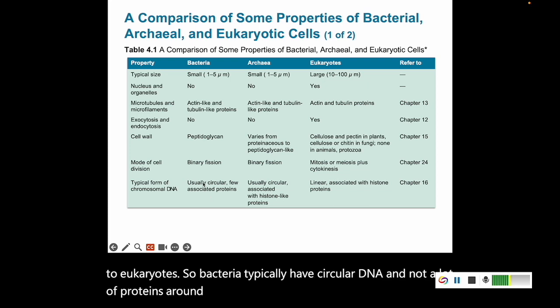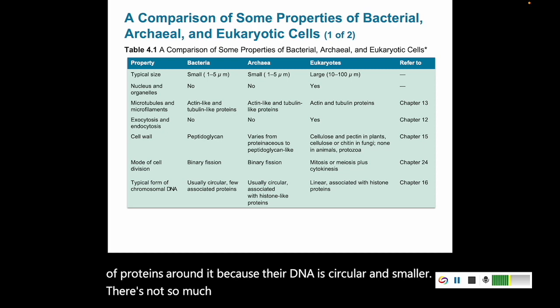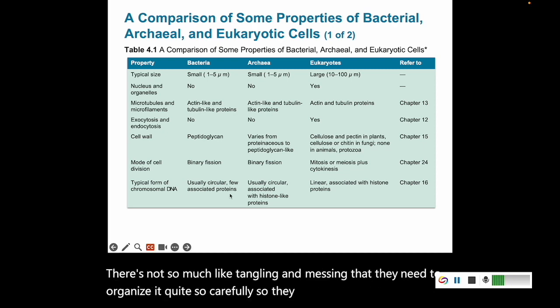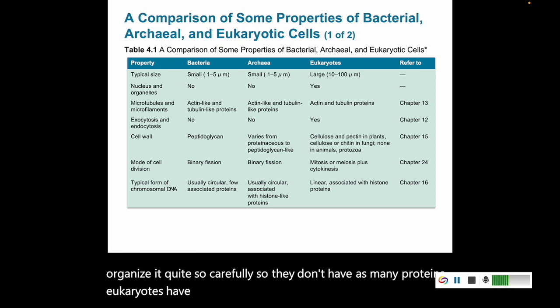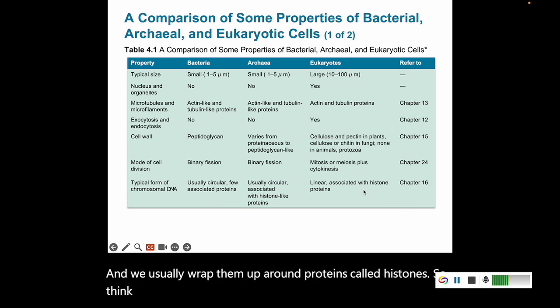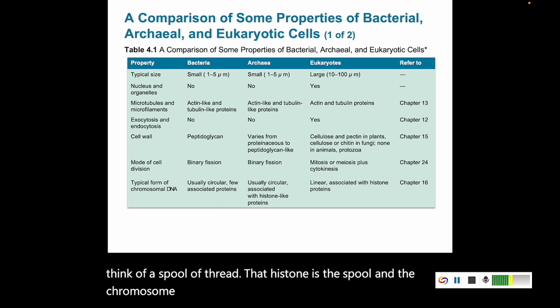Because their DNA is circular and smaller, there's not so much tangling and messing that they need to organize it quite so carefully, so they don't have as many proteins. Eukaryotes have linear chromosomes. That means we make straight lines, and we usually wrap them up around proteins called histones. So think of a spool of thread. The histone is the spool, and the chromosome is the thread. So chromosomes are wrapped around these spools of histone.